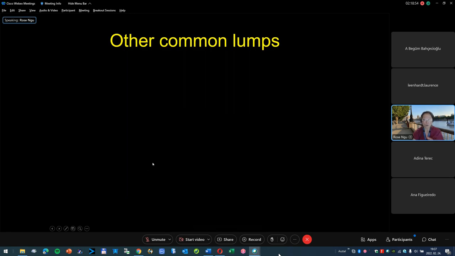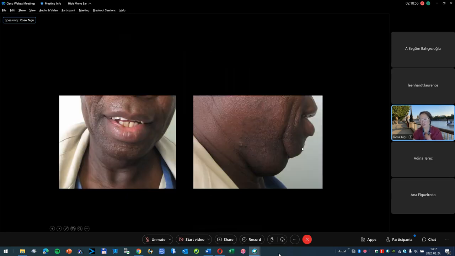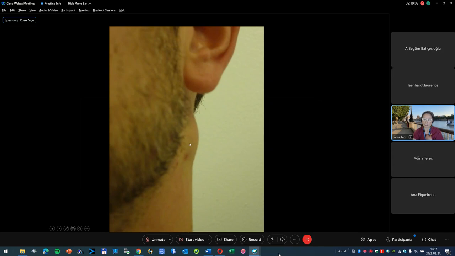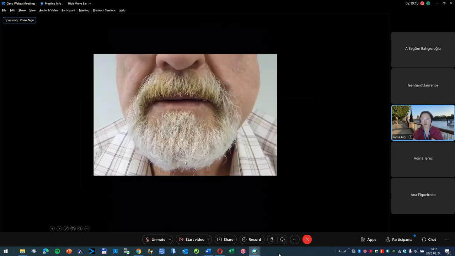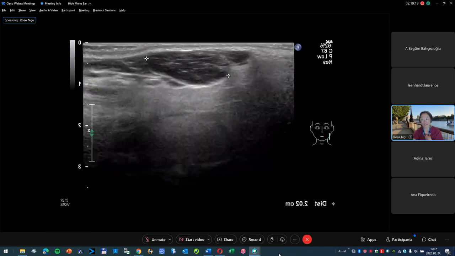What other common lumps do we find? You could see this patient coming with a double chin. Actually, the last venous malformation I showed you presented something like this. This patient presented with a lump that looks like a double chin. This patient presented with a lump on the side, nice and soft. And here you can see a bulky cheek on one side. If you do the ultrasound, this is what they look like.